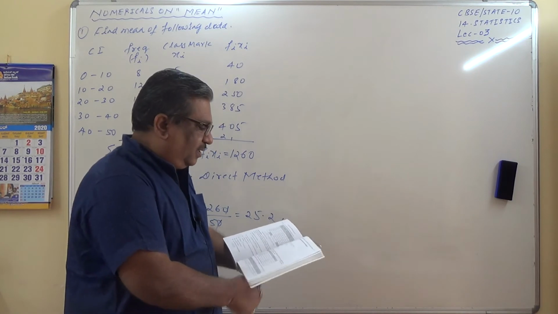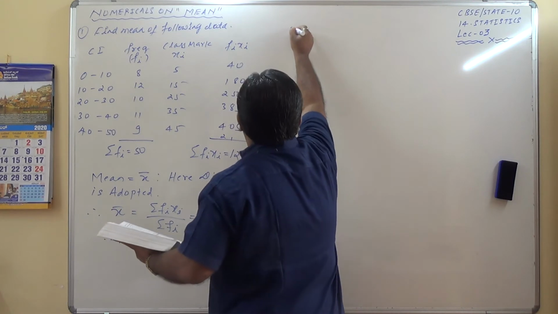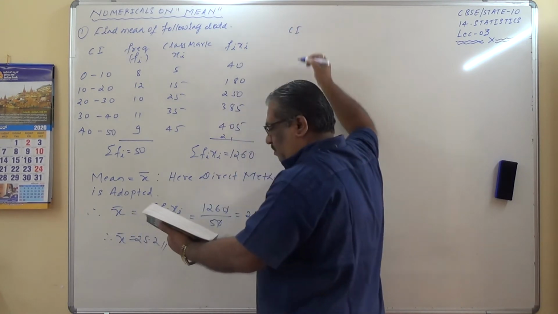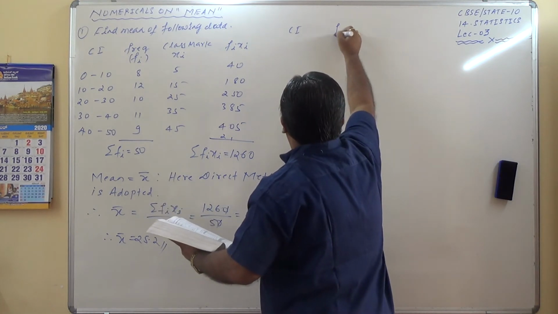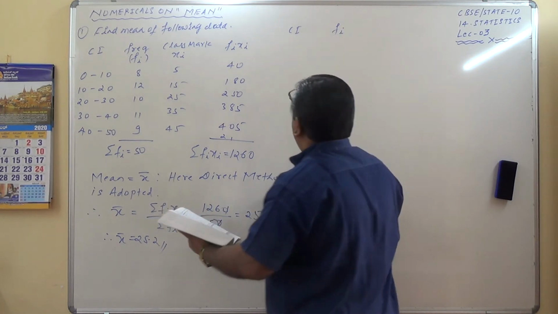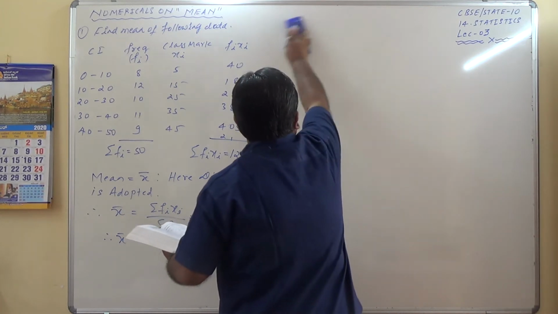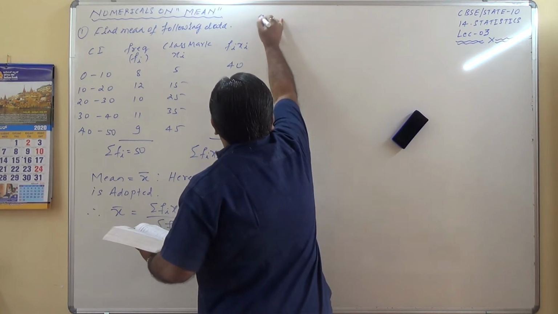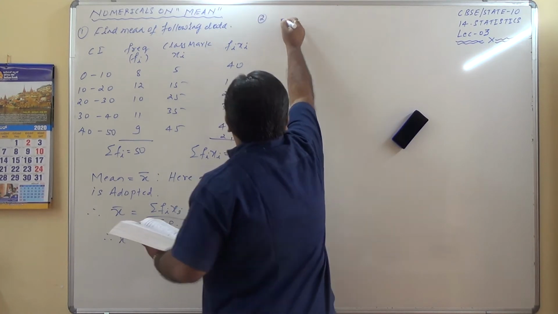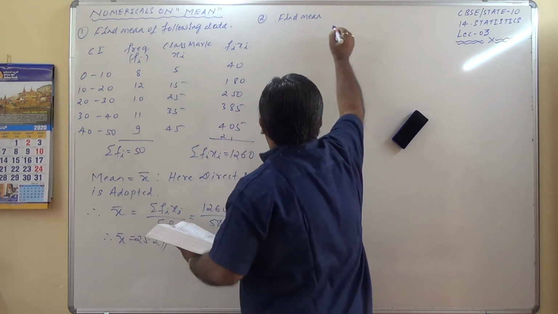So here this is how the problem goes. Class interval and frequency are given to us. I require a little space here, just a moment. So the second example: find the mean by a suitable method.